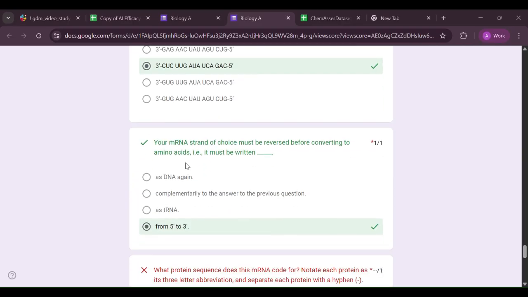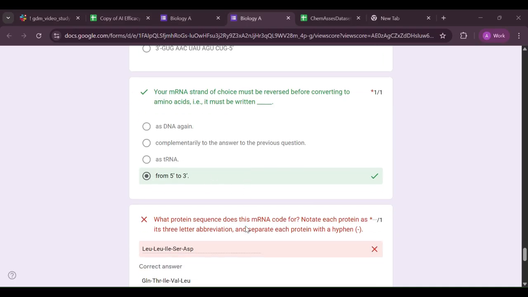Followed by: your mRNA strand of choice must be reversed before converting into amino acid, that is, it must be written as DNA again, so it is an incorrect option. Complementary to the answer to the previous question, it is also not correct. As tRNA, it is also not correct. But option 4, from 5' to 3', is correct in this case.